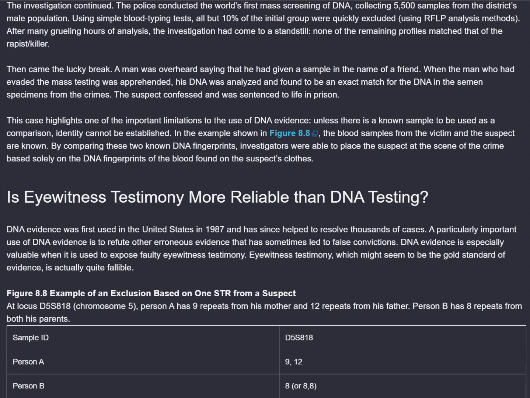The investigation continued. The police conducted the world's first mass screening of DNA, collecting 5,500 samples from the district's male population. Using simple blood typing tests, all but 10% of the initial group were quickly excluded, using RFLP analysis methods. After many grueling hours of analysis, the investigation had come to a standstill. None of the remaining profiles matched that of the rapist/killer.